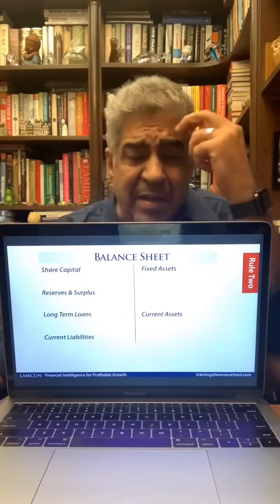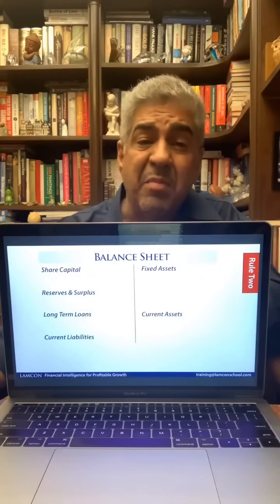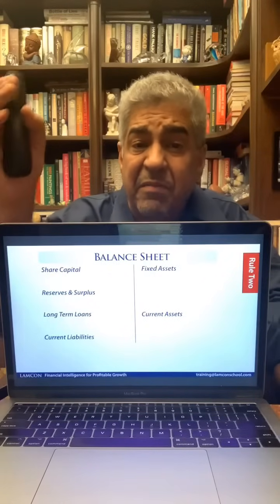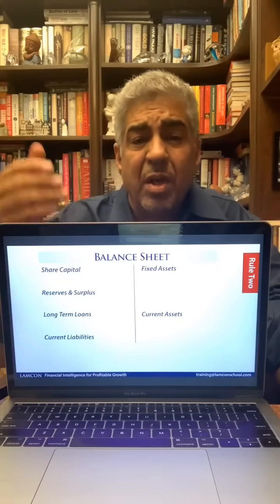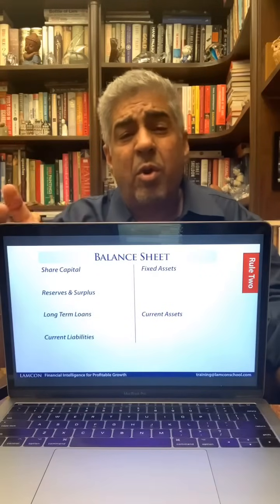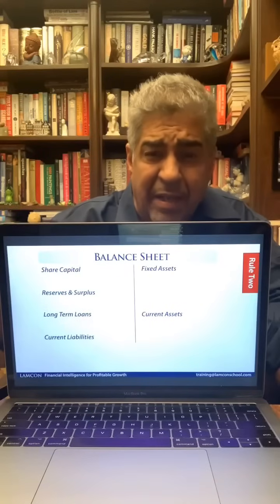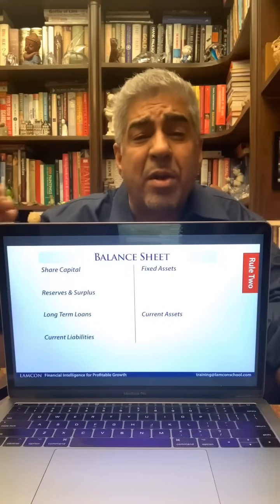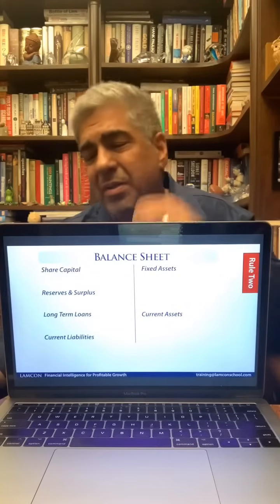Similarly, while I'm at it, let me also clarify, I've been writing long-term loans and current liabilities on one side, and fixed assets and current assets on the other. Today, the terminology has changed: current liabilities are still called current liabilities, but long-term loans are called non-current liabilities. Similarly, current assets are still called current assets, but fixed assets are called non-current assets. So when you pick up a real life balance sheet, these are the terms that you'll come across.